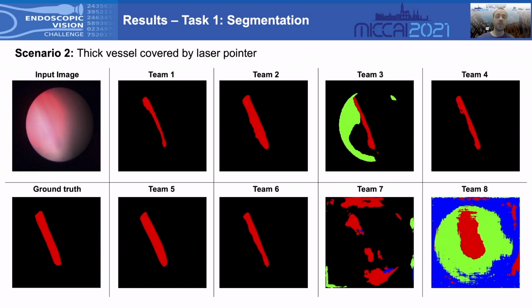In this frame from video 5, the red halo from the laser fiber pointer could hamper the segmentation performance. In fact, most of the teams segmented the vessel only partially, and this is probably due to the strong specularity on its surface. Teams 2 and 5, however, seem not to be affected by this issue. Instead, Team 3 identified the presence of a fetal part, probably due to the strong illumination by the red light.